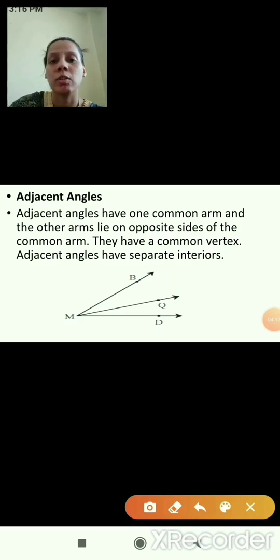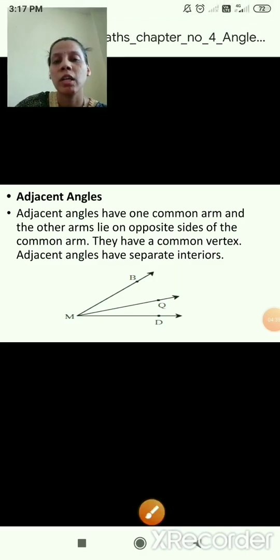Now here, which are the two adjacent angles? Angle BMQ and angle QMD. While writing the name, you will write in this order only. Angle BMQ is adjacent to angle QMD, as they have one common vertex, point M, and a common arm, ray MQ. I hope you are clear with this. Okay, now we'll move to the next.